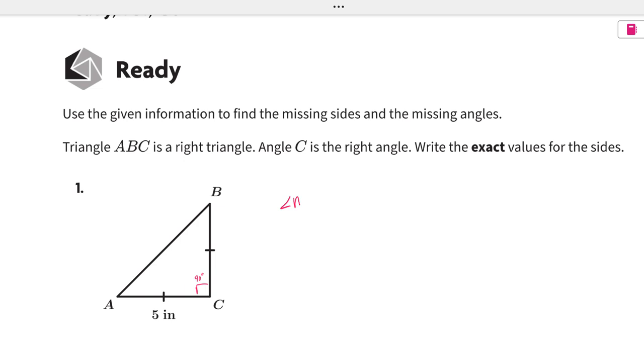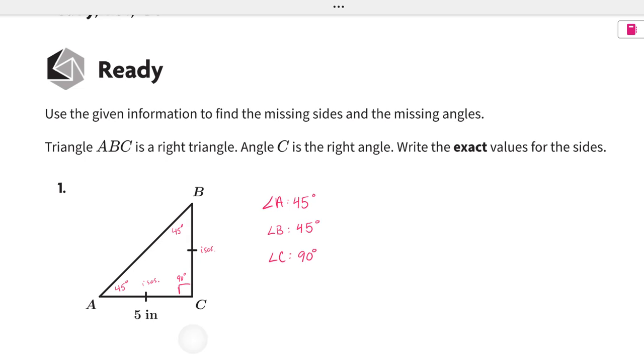So let's start with angle A, angle B, and angle C. Well, it already told us C is a right angle, so that's 90 degrees. And here we see that it's isosceles, right? So there's only 180 degrees total. We've already used up 90, which means there's 90 more. And since this is an isosceles triangle, the angles must both be equal, so they must both be 45 degrees, which makes this a special right triangle.